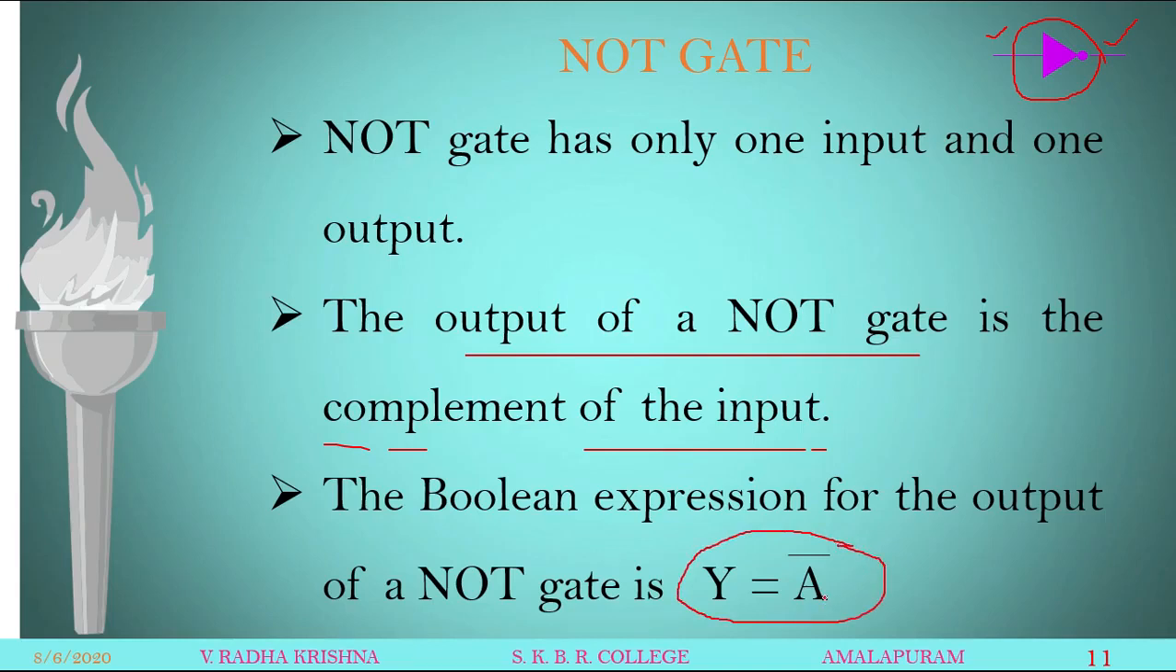Here A is the input and y is the output. So if A is equal to 1, then y is equal to 0. If A is equal to 0, that is input is 0, then output will become 1. So y is equal to 1. So this is the operation of a NOT gate.